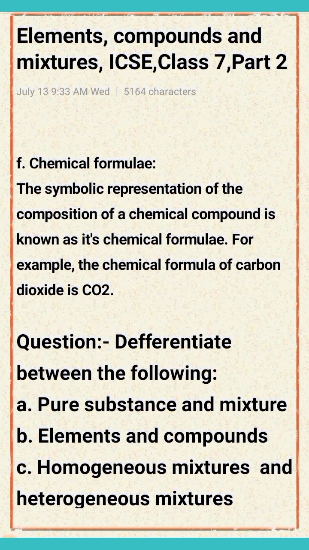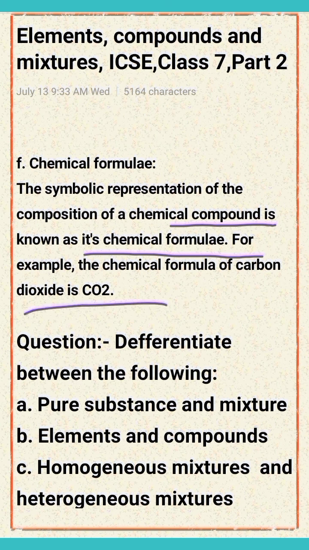Next question, question number E, chemical formula. The symbolic representation of the composition of a chemical compound is known as its chemical formula. For example, the chemical formula of carbon dioxide is CO2.